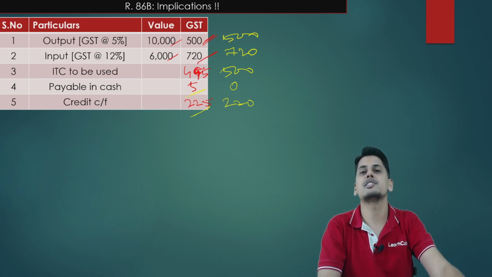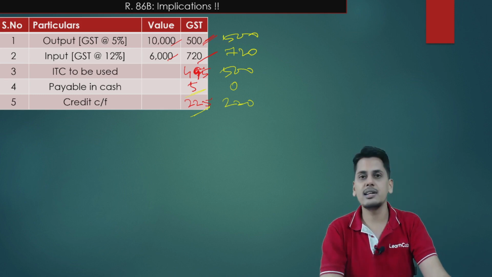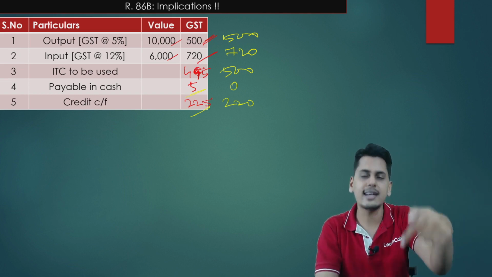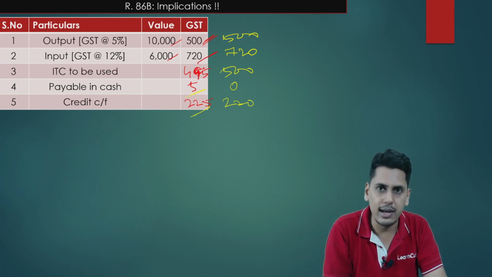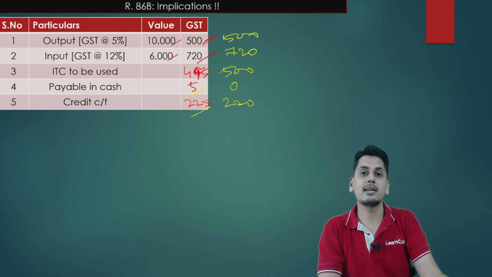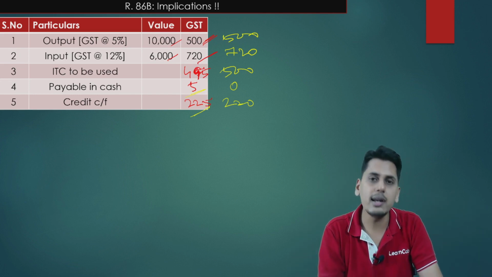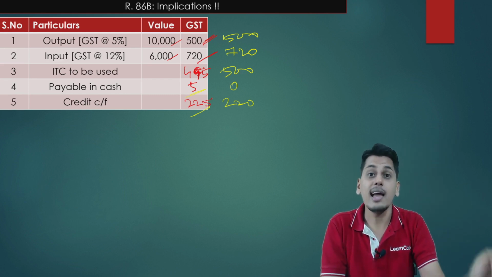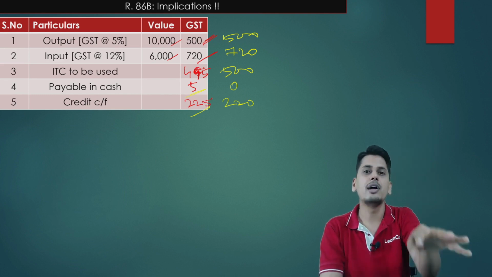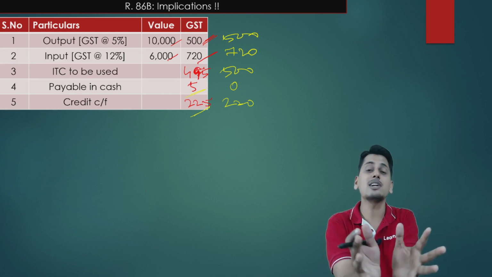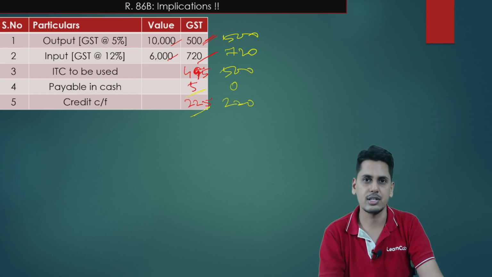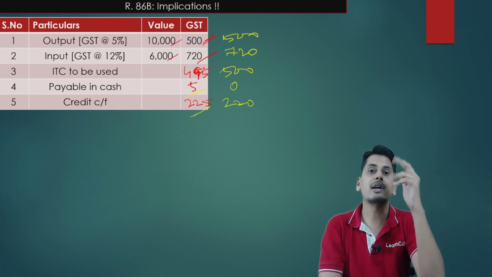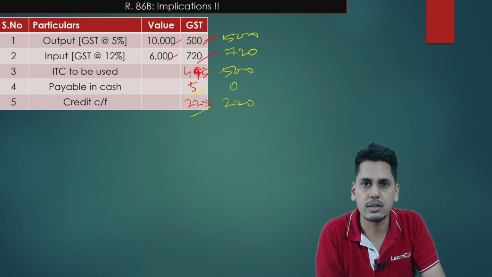Now friends, this person is agitated. He says, because of the tax structure of the government, my inward is taxable at 12, outward is taxable at 5, and my input tax credit is already getting accumulated. This is already a working capital issue for me. I have to go and apply for a refund of this accumulated input tax credit because my tax structure is inverted duty structure. Over and above this, because of 86B, you are further increasing my working capital problems.